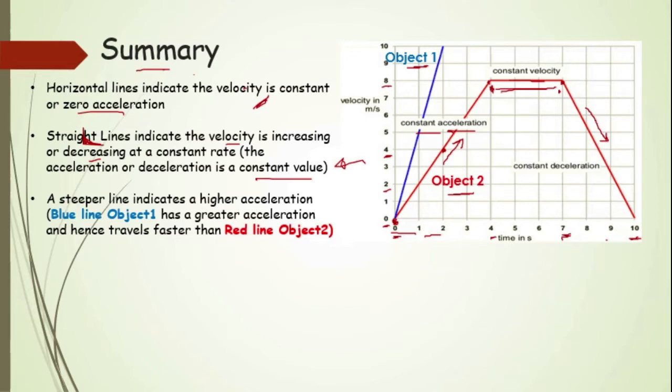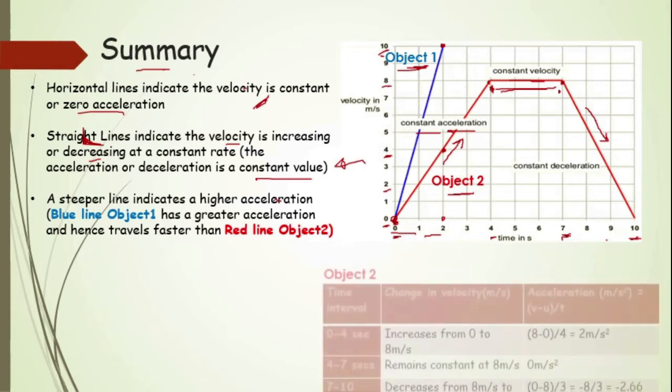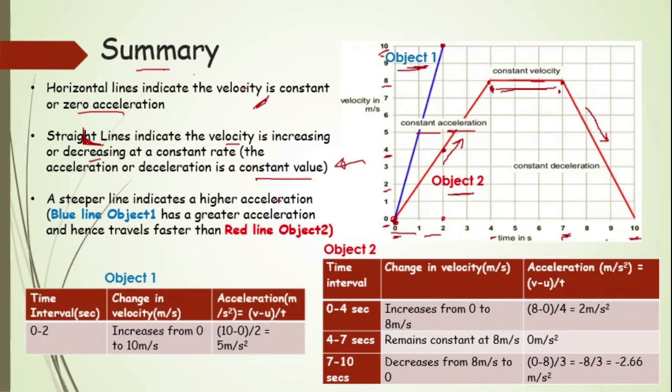Okay. And then just now look at the blue object, right? The blue object, that is object 1, starts at a velocity of 0 meters per second. At 2 seconds itself, it has reached a velocity of 10 meters per second. Which means that the acceleration is, in 2 seconds, it has reached 10 meters per second. The formula for the acceleration is final velocity minus the initial velocity divided by the time taken, which is 10 minus 0 meters per second by 2. So we get an acceleration of 5 meters per second squared for object 1.